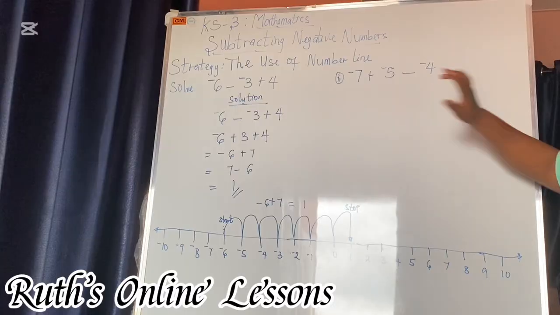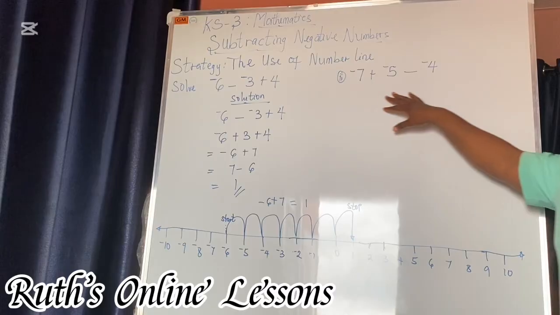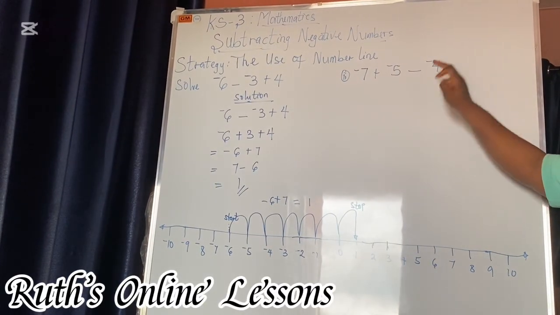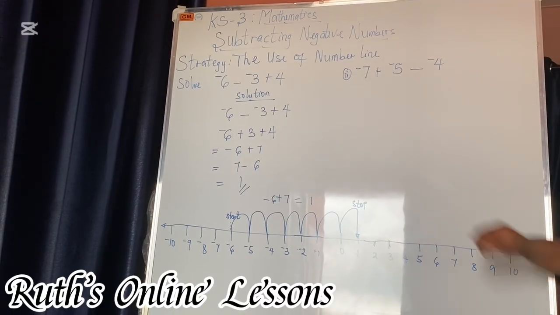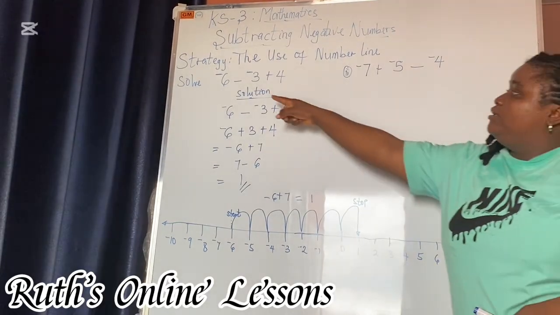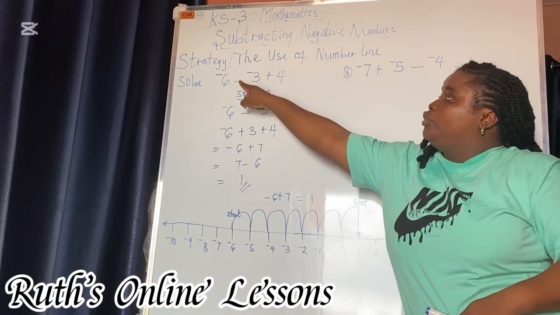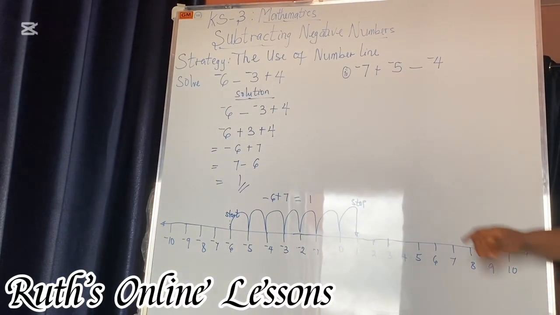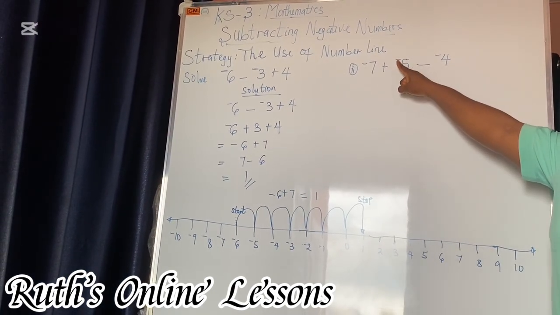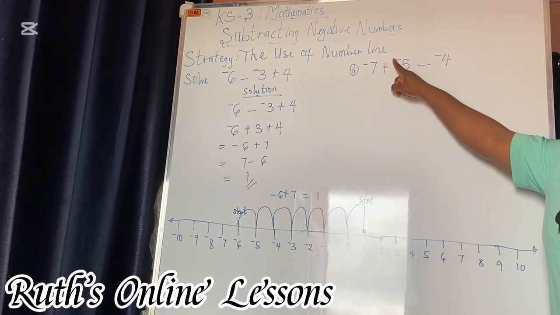Okay, I'm going to work this one out. Look at this second question. They want us to work this out: -7 plus -5 minus -4. This question is actually different from this, because in this case there was nothing connecting these; we just have this and this. But in this case we have this and we also have this. So these are two different signs, plus and minus.